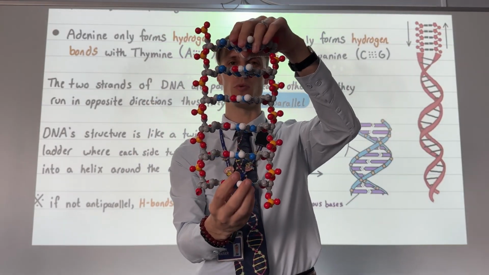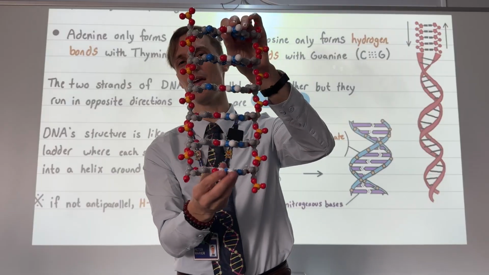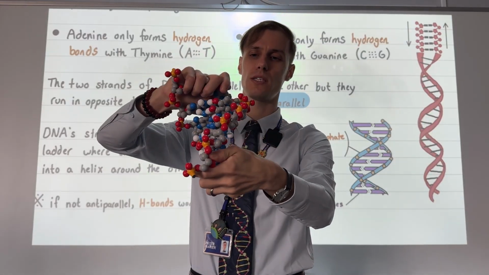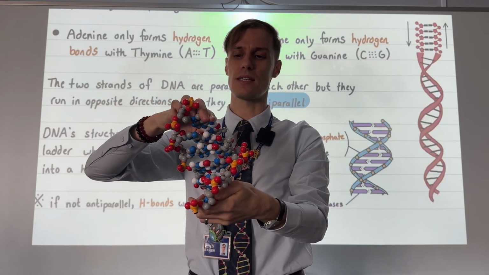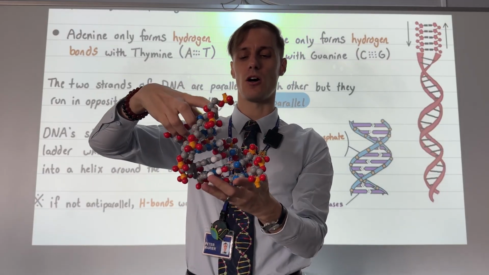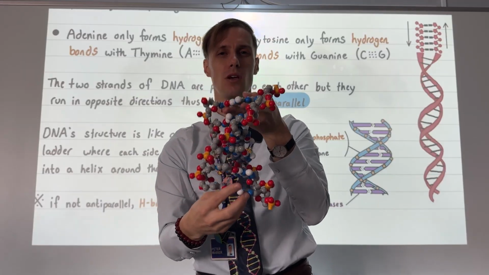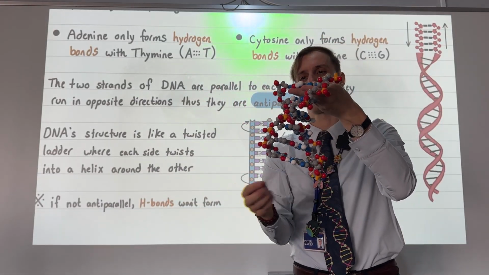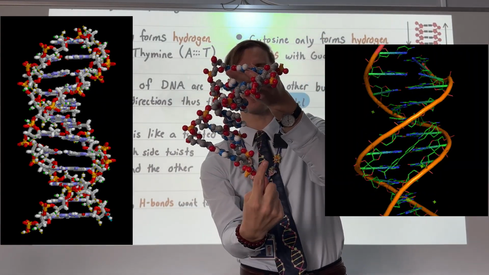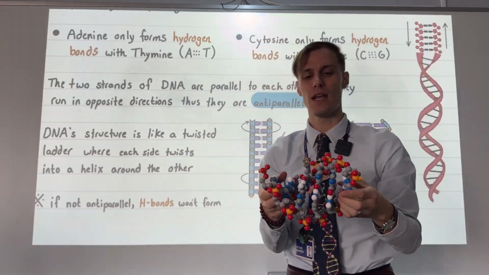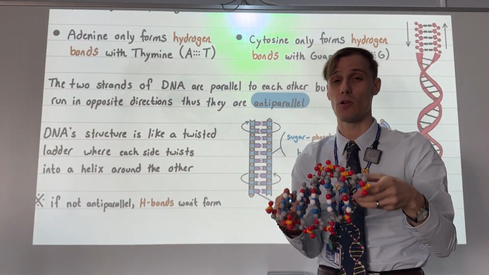Now what happens with this kind of model is DNA does not remain in this structure, it actually twists, and it will twist together in this kind of orientation, something called a twisted ladder structure or a double helix. Where does the term double helix come from? Well, this would be one helix and this would be another helix. So DNA can also be described as a double helix.